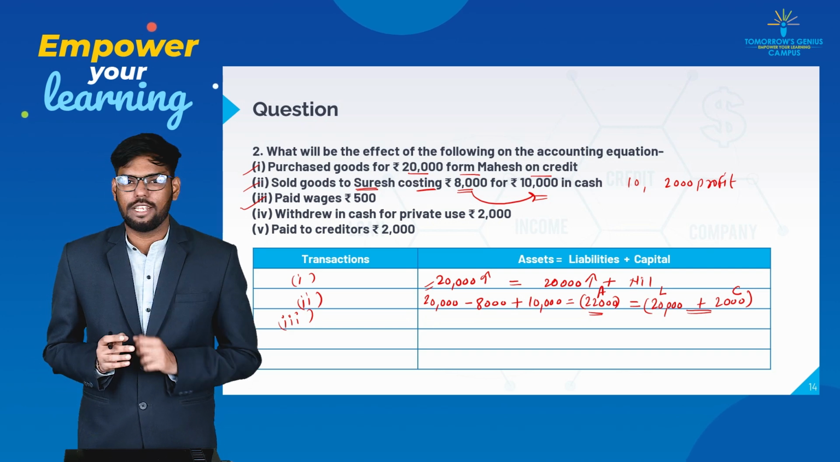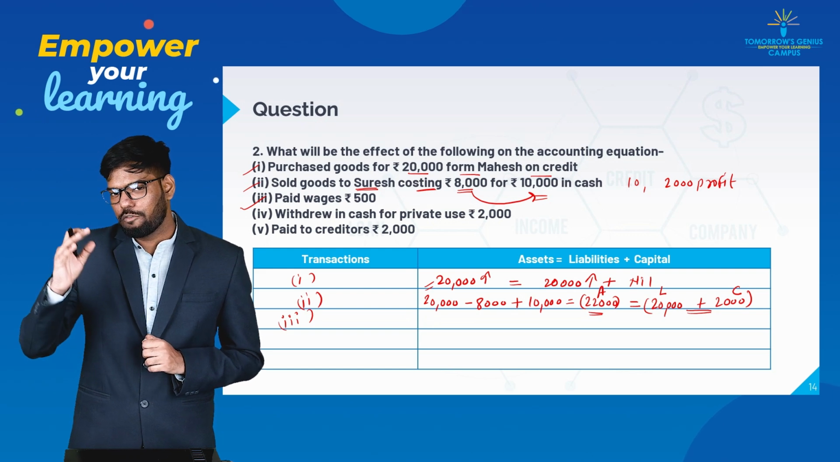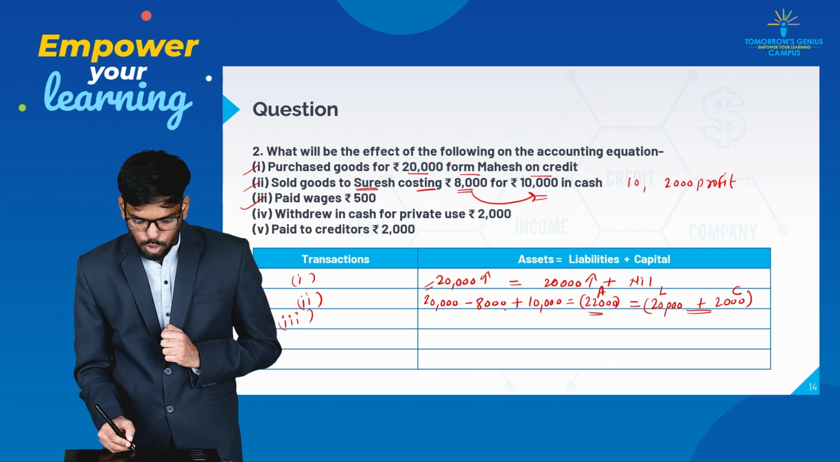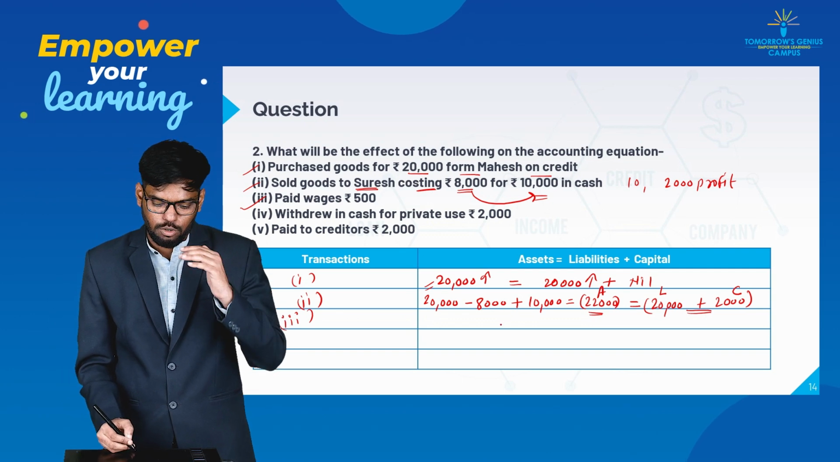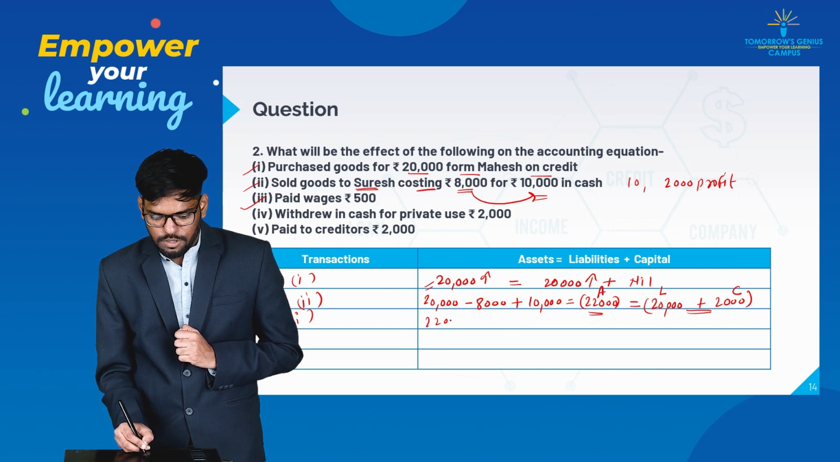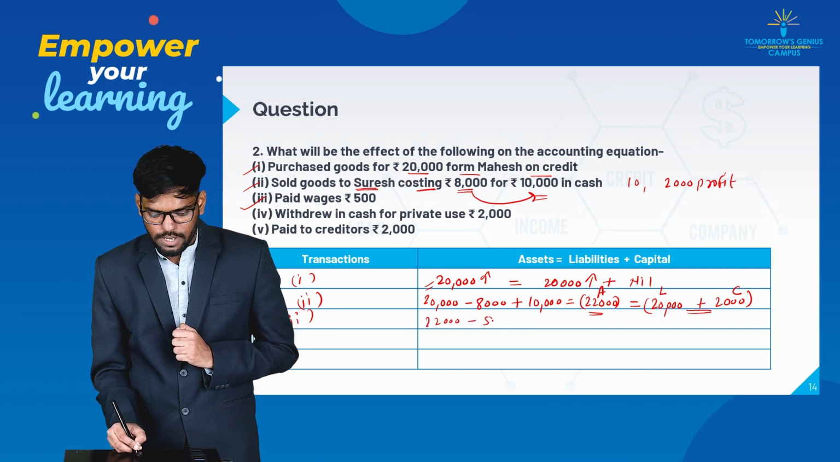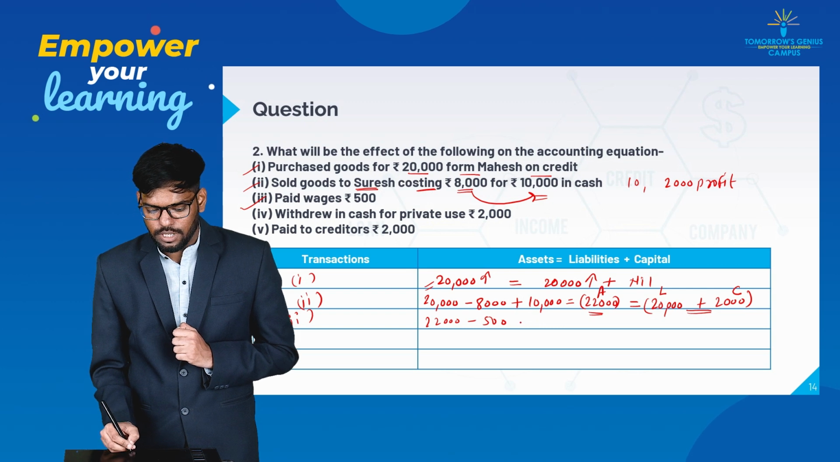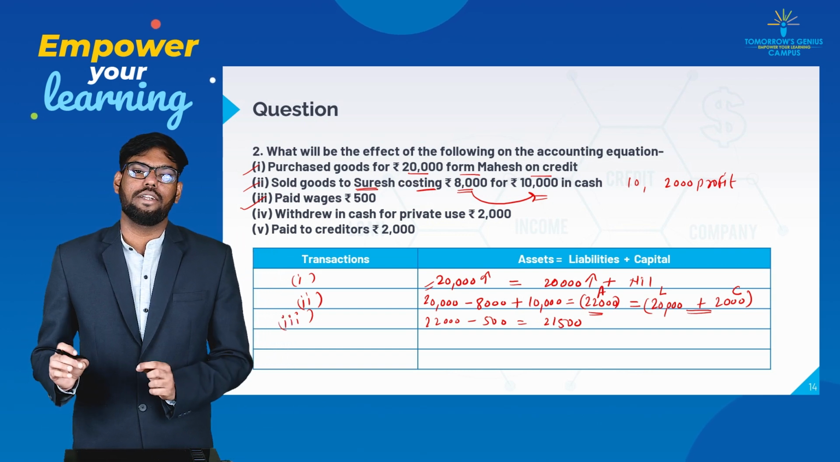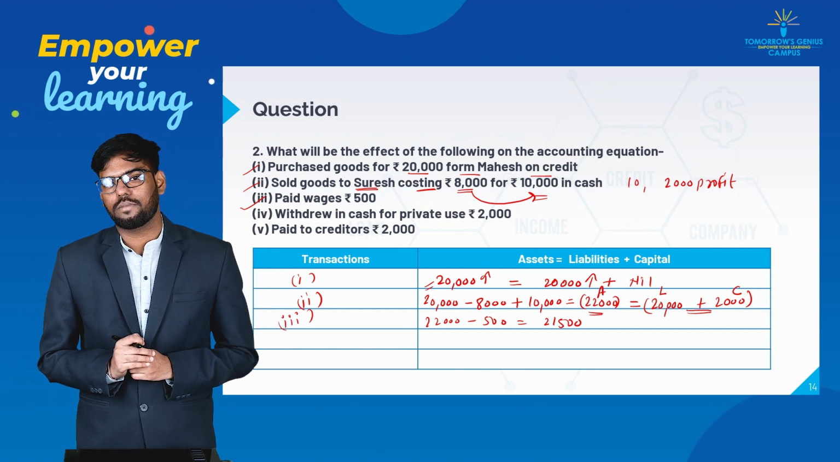When you paid wages of rupees 500, your cash of rupees 500 goes out of the business, right? So cash comes down. 22,000 rupees of cash was there. Now cash decreases by rupees 500. It means 22,000 minus 500 rupees. So you now have a cash of rupees 21,500. You have 21,500 rupees of cash with you, right?